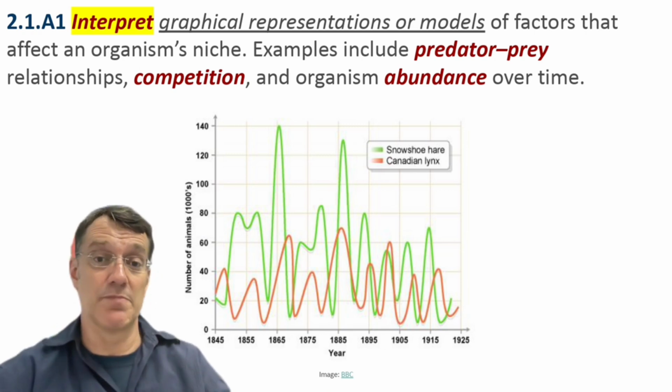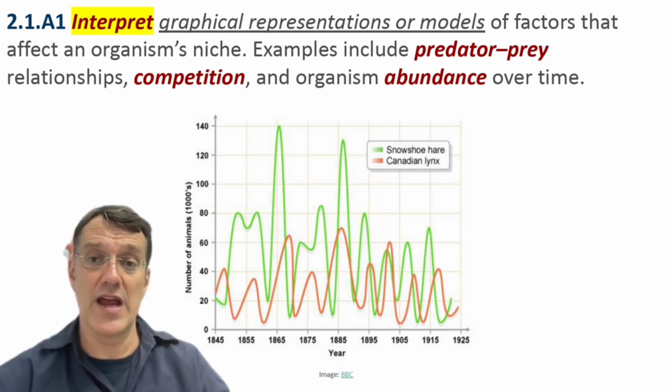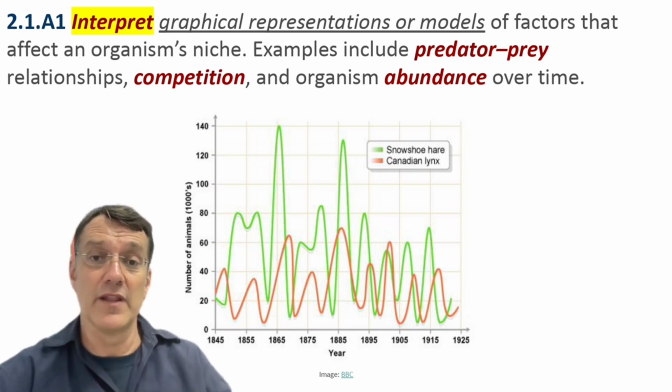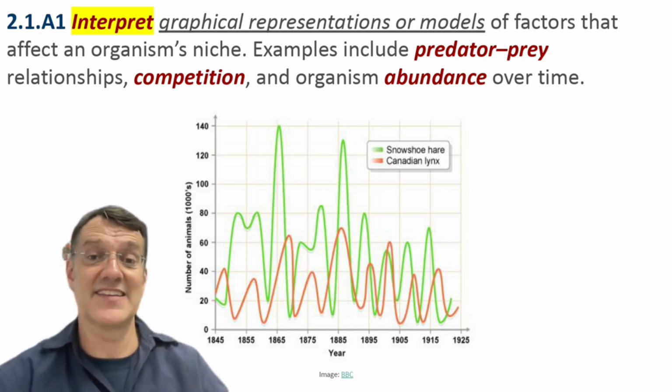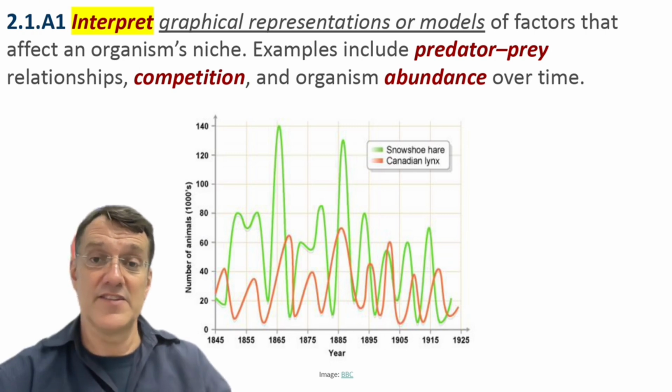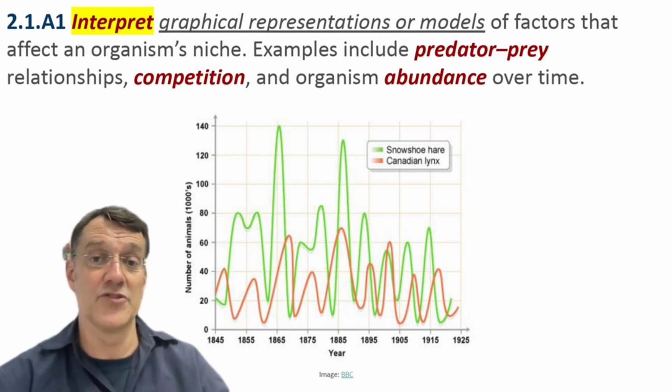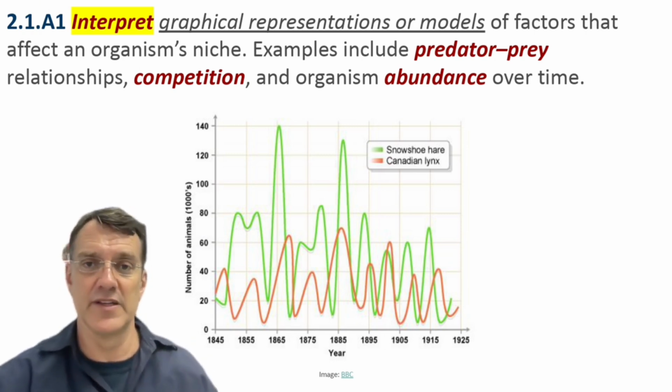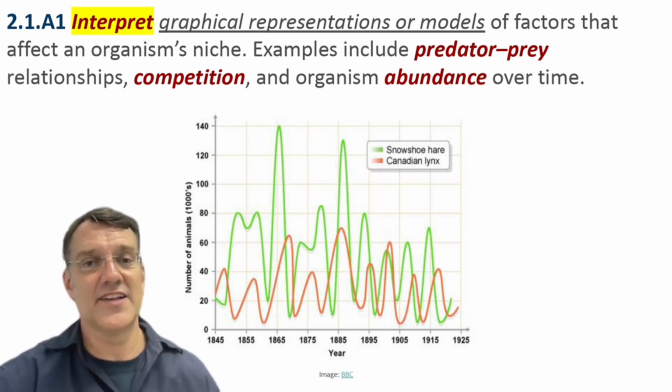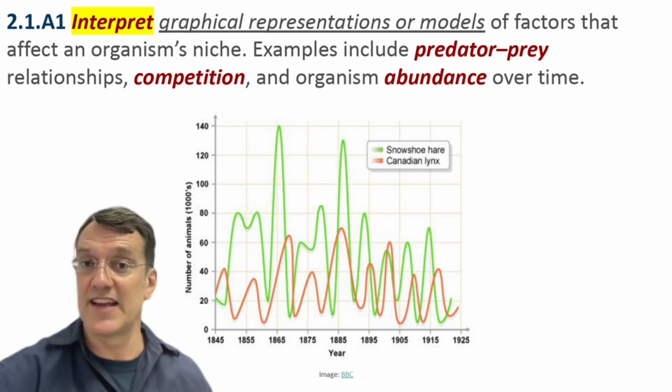This graph shows the population cycles of snowshoe hares and Canadian lynx over 80 years. Note how the lynx population in red closely follows the hare population in green. But the lynx population has a time lag. This demonstrates how predator populations respond to prey availability, and this is a classic example of population dynamics in action.